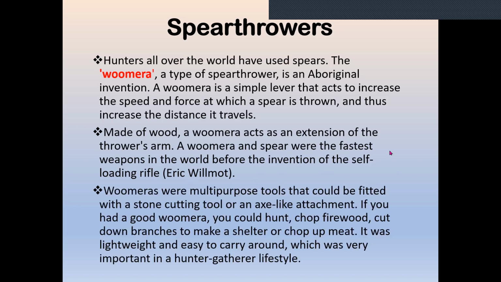And they were all multi-purpose, because they could be fitted with this. So with these woomeras, you could put a stone in it for cutting, or axe-like. You could hunt, chop wood, cut down branches to make shelter, and chop up meat. Lightweight, easy to carry around, and very important. So you had these Swiss Army knife style tools that they made for themselves.